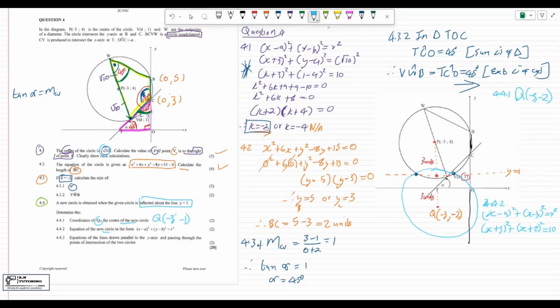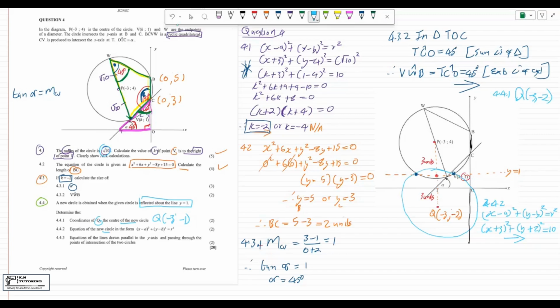So r squared is 10, because the root will cancel the square. My final equation for this question is going to be (x + 3)² + y. This is supposed to be y, I don't know why I used x instead of y. Oh, look at me doing it again. Y and y. Okay, beautiful stuff.